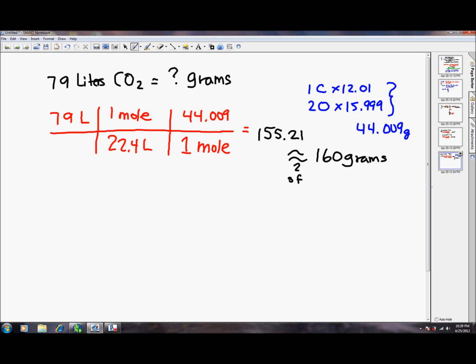Alright, let's do one more mixed mole conversion, and then it will be your turn to practice some of these. Now remember, single mole conversions will have the mole in the conversion factor. Mixed mole conversions, you won't see the word mole anywhere in the problem. But you have to convert from the starting unit to moles, and then from moles to the ending unit that you want.